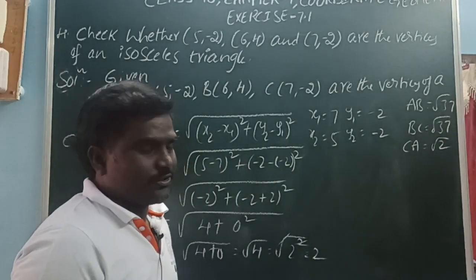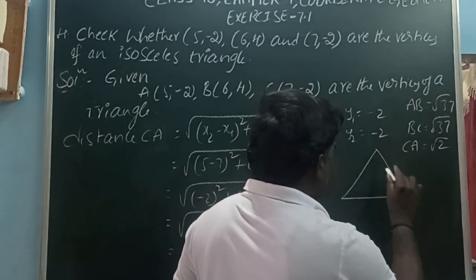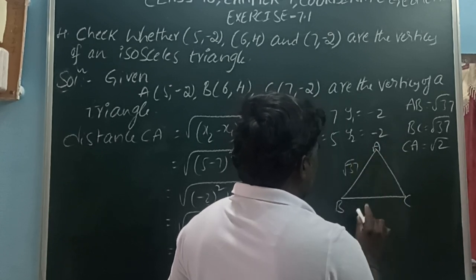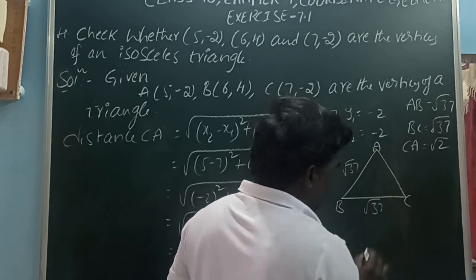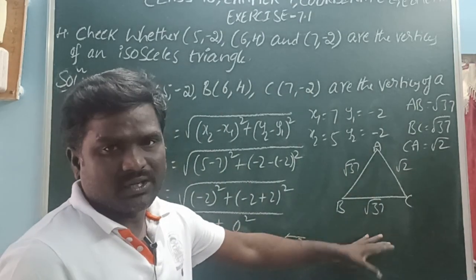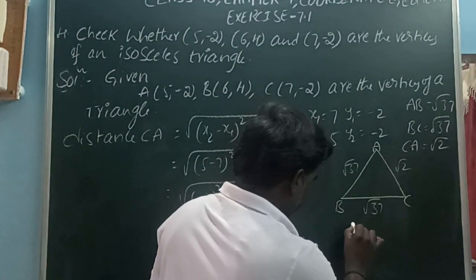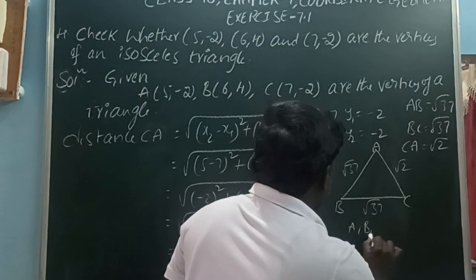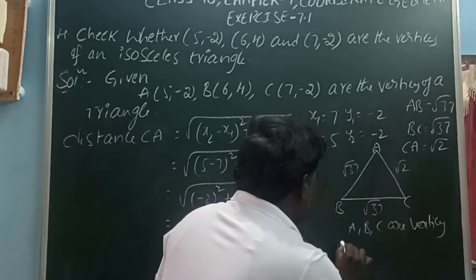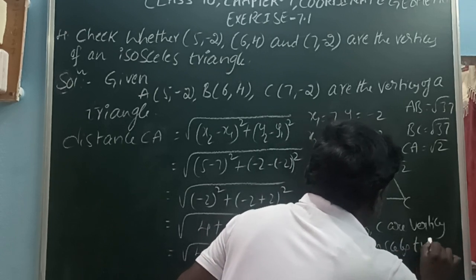2. So here in triangle ABC, AB length is square root 37, BC length is root 37, and CA length is 2. So any two sides are equal, therefore the triangle is an isosceles triangle. Therefore A, B, C are the vertices of an isosceles triangle.